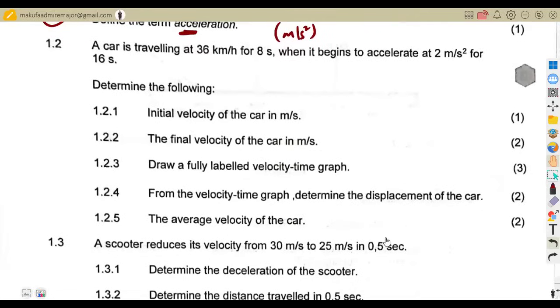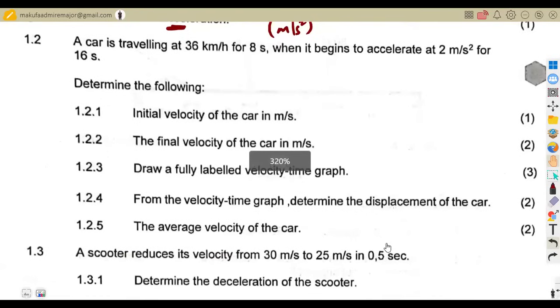As we know, velocity is the rate of change of displacement, but acceleration is taken from the velocity. Okay, then 1.2, we are given that a car is traveling at 36 kilometers per hour for 8 seconds when it begins to accelerate at 2 meters per square second for 16 seconds. This is what we are given.